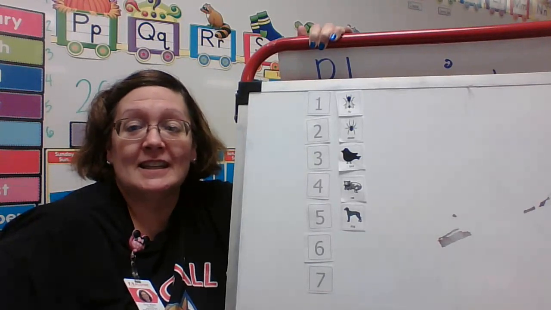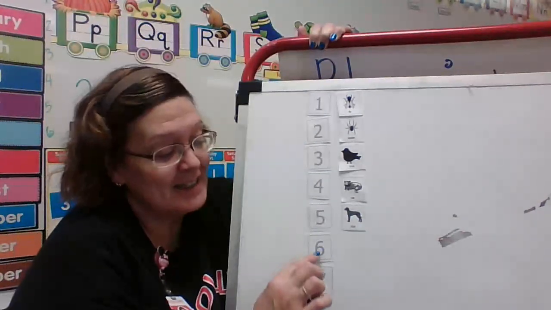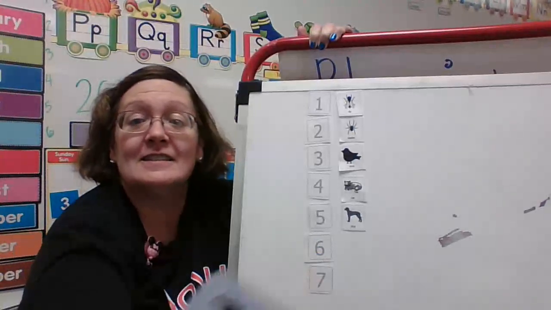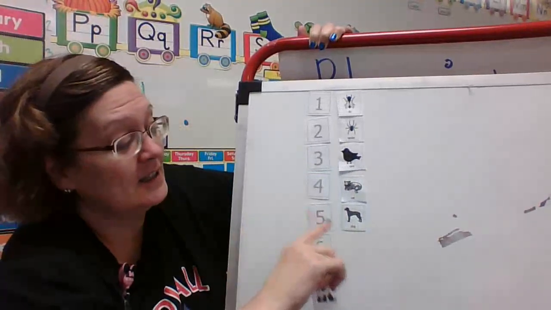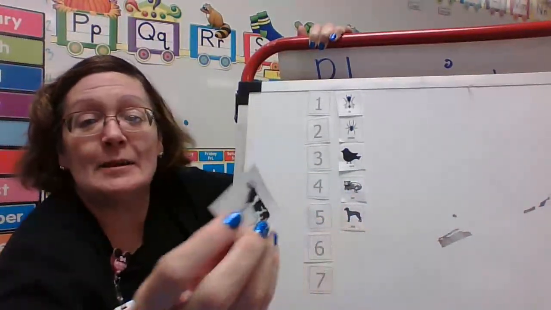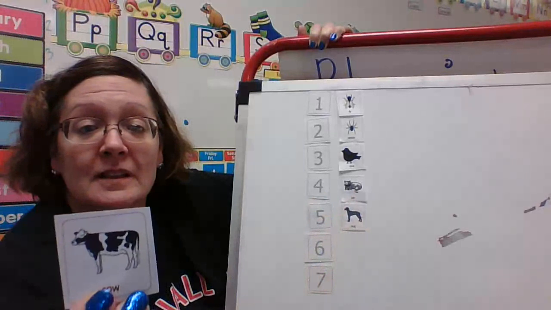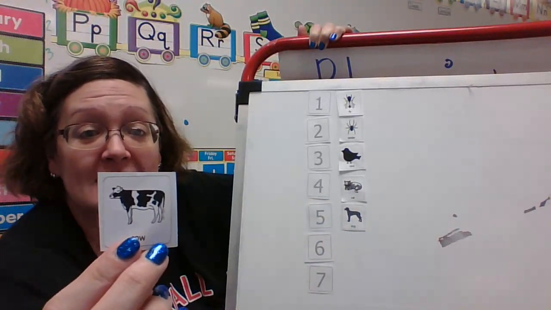The next one. The sixth animal is, what is it? A cow. A cow is just like a dog and a cat. It's a mammal. It has 4 legs.